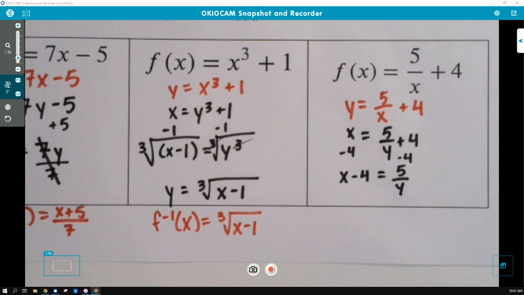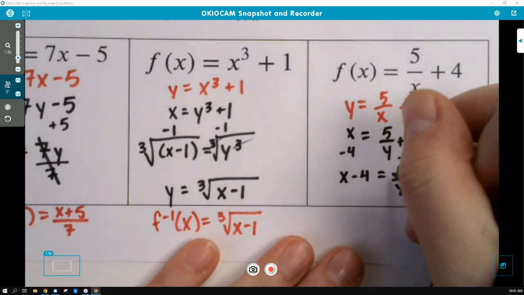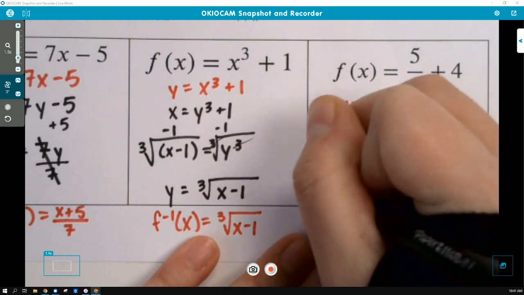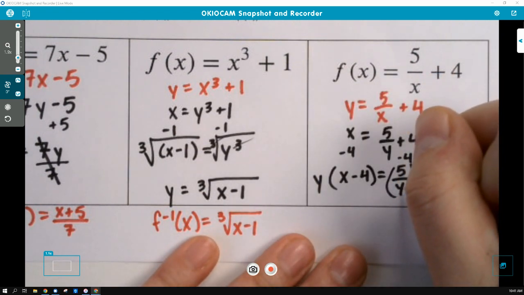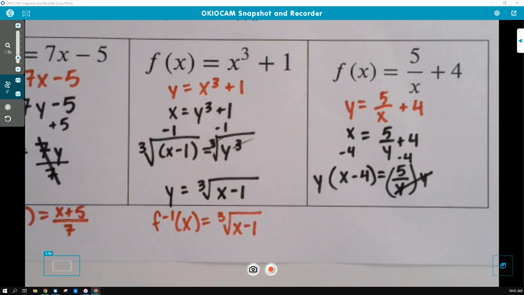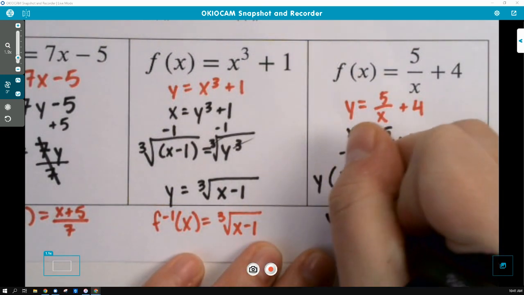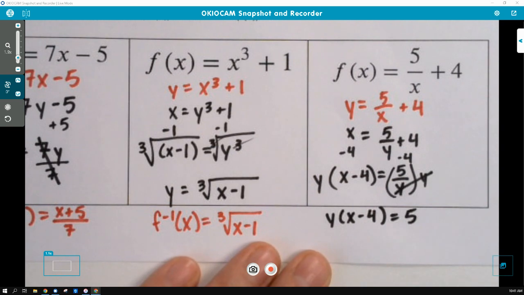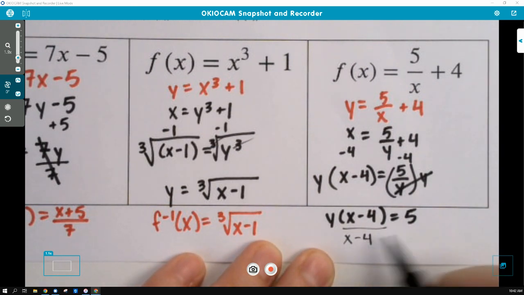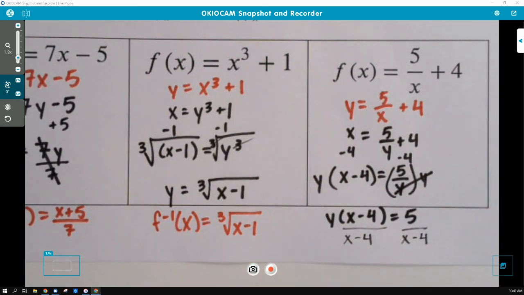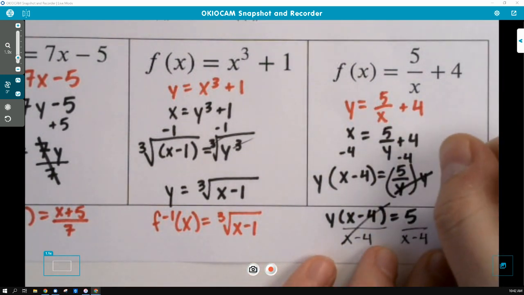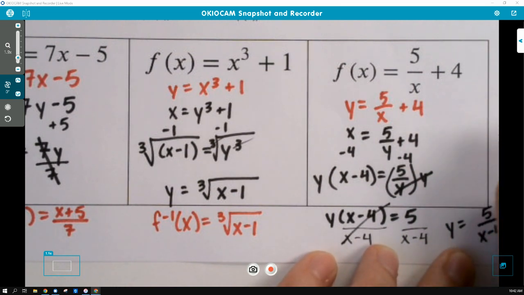And there's like 7 different ways we could do this. I think the simplest way to do it and the simplest way to think about it is multiplying both sides by y to get it out of the bottom of our fraction. And then dividing both sides. So then we would have y times x minus 4 equals 5. And then dividing both sides by x minus 4. So these cancel. We would get y equals 5 over x minus 4.